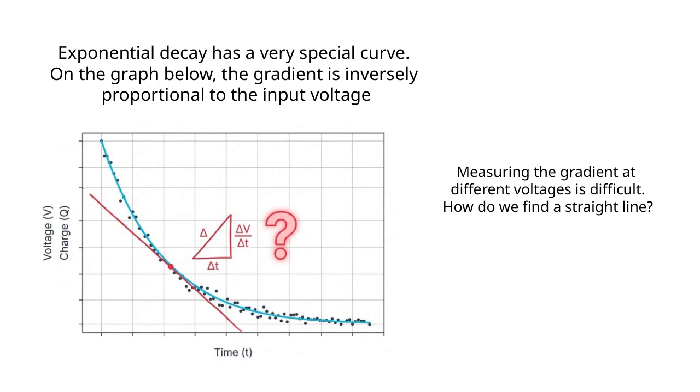To better analyze this data, especially when dealing with exponential decay, we need to find a way to transform this curved graph into a straight line. This would make measurements simpler and allow us to calculate changes more directly, without constantly dealing with these changes in slope. The question then becomes, how can we adjust our approach or manipulate the data to reveal that straight line?